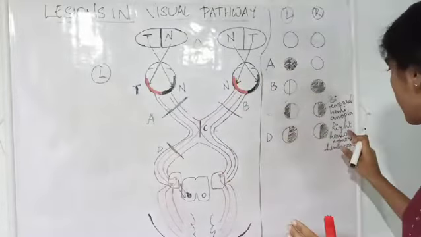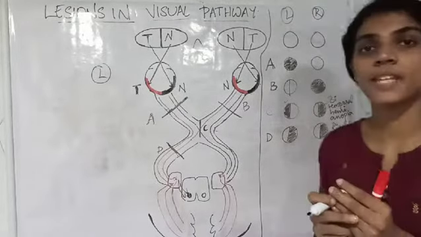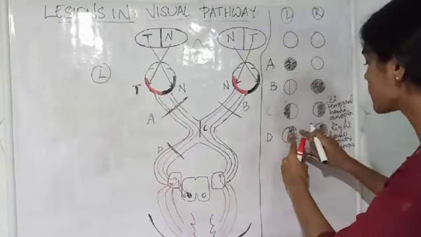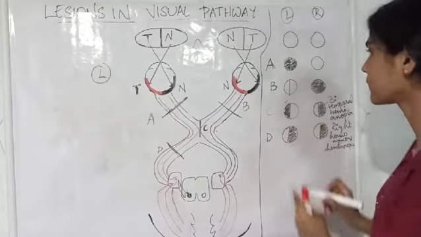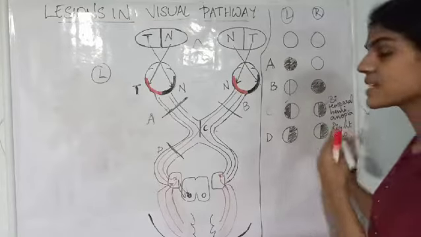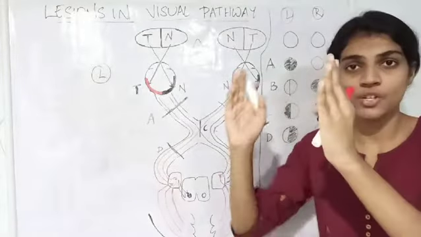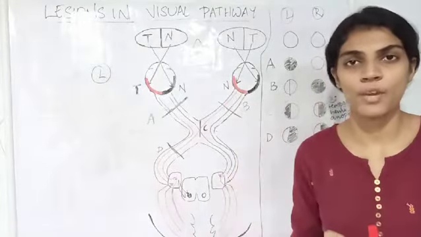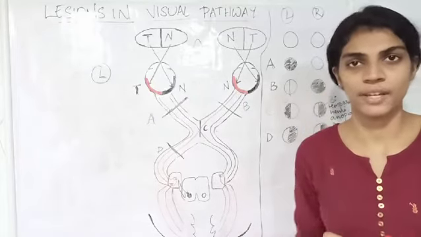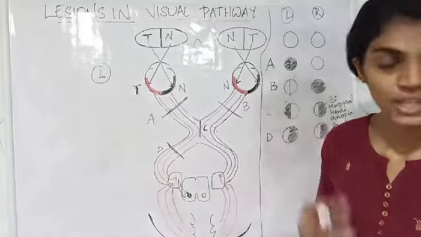Why is it called right homonymous hemianopia? Because in the visual field this comes on the right side. This one is the nasal and this one is the temporal, but still it is in the right visual field. The right side of the visual field of each eye.